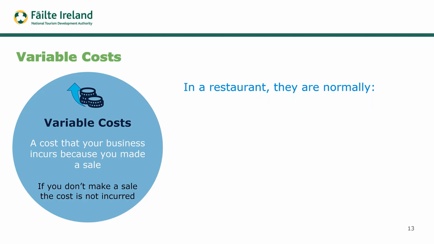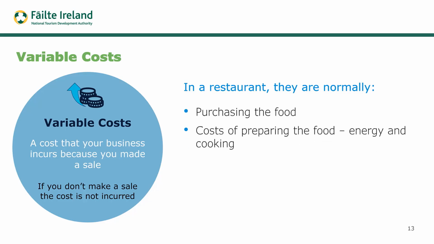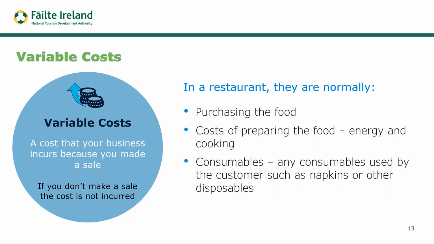So if you make a sale of a meal, then the variable costs of that meal are the purchasing of the food, the cost of preparing the food, such as energy and cooking costs, consumables such as napkins or other disposables that the customer may use, and the direct labour associated with the preparation of that food, such as the chef and the service costs. Now remember, it can be hard to price the actual cost of labour for a meal, so many times we will leave these out and consider them fixed costs, because in reality a chef and service staff will be incurred anyway in anticipation of customers coming into your business.